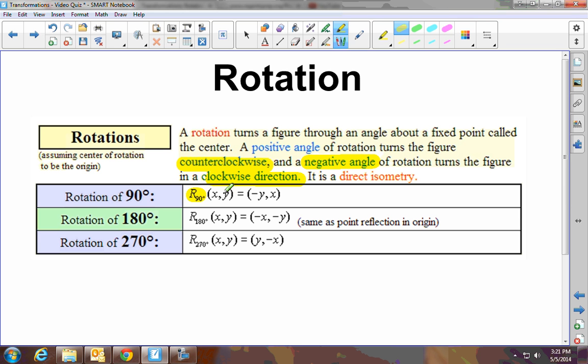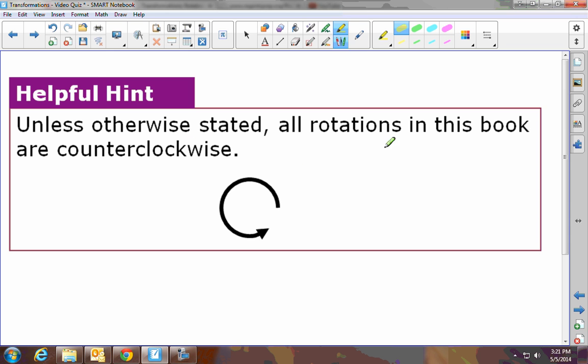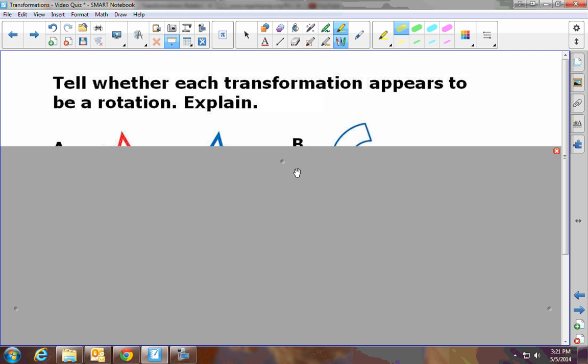Okay, and get all this down here, all of this for each rotation of 90, 180, and 270. I'll explain here. Okay, so again, unless it otherwise says, all rotations are counterclockwise unless they're negative. So let's take a look at some examples.